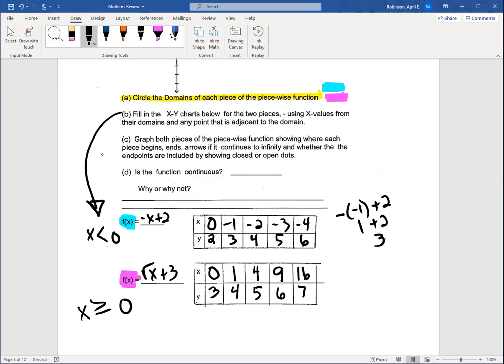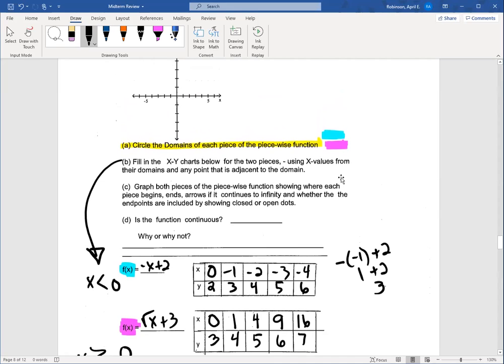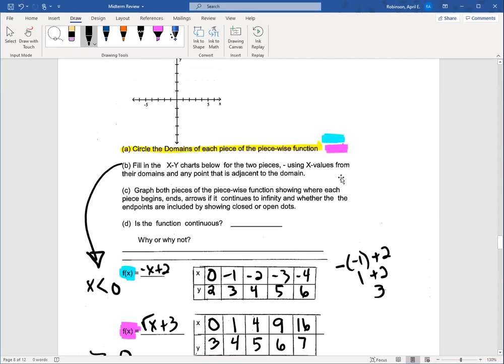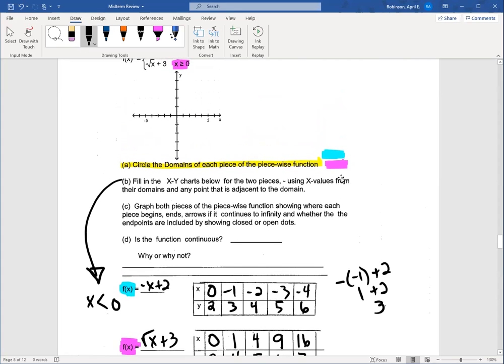I did that. Graph both pieces of the piecewise function showing where each piece begins and ends, arrows if it continues to infinity, and whether the endpoints are included by showing closed or open dots. Okay, so the first one is, x is 0, y is 2, negative 1, 3, negative 2, 4, negative 3, 5. I'm kind of out of room. This is the blue one.